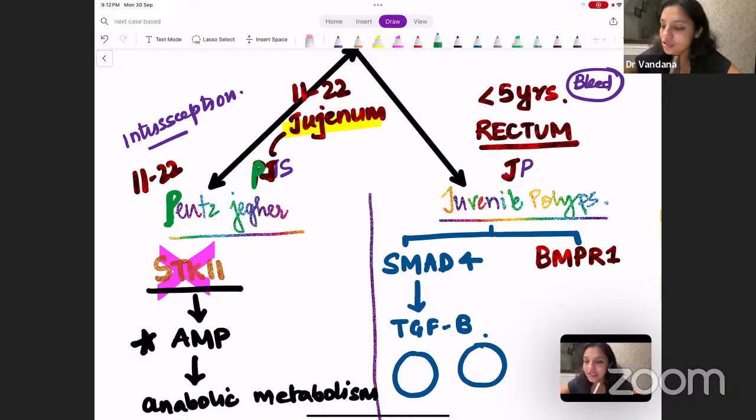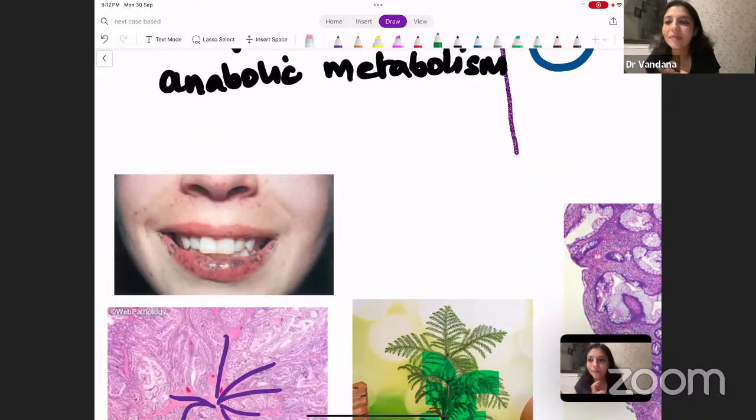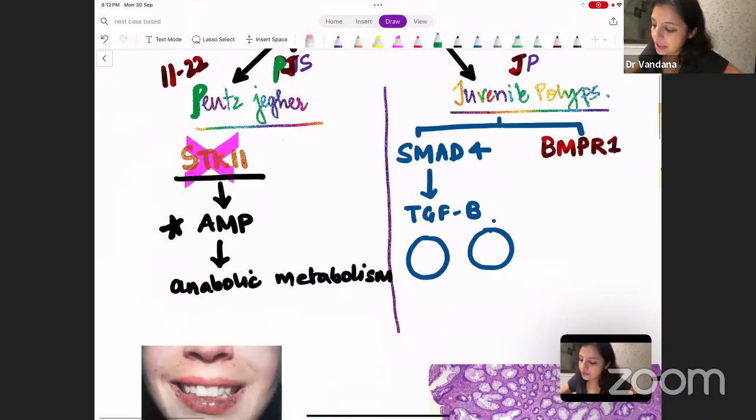So there is usually pigmentation, which you see here. This pigmentation is usually in the oral mucosa like this. The patient presents with pigmentation, which can be in the oral mucosa, in the rectal mucosa, or anywhere on any mucosal surface. You have to identify this. So they usually have pigmentation.